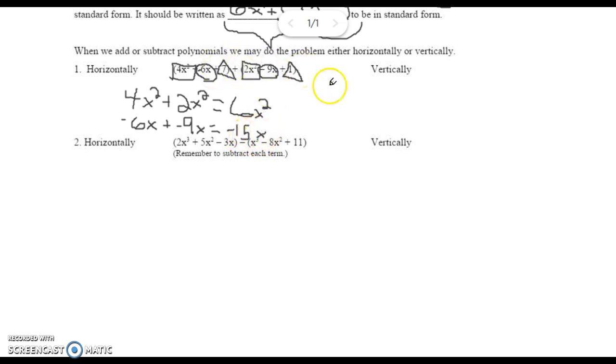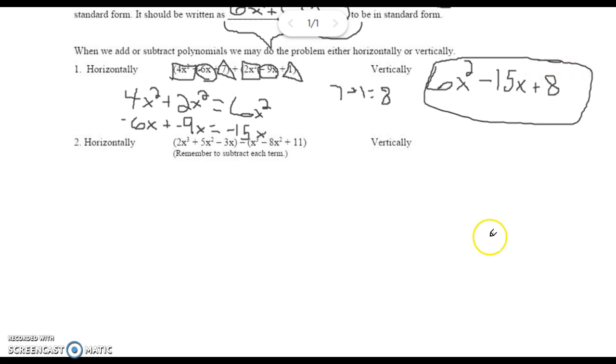And the last ones are the number part. 7 plus 1 will give me 8. Making sure to write this in standard form, going in order of my degrees, I'm going to end up with 6x squared minus 15x plus 8 as my final answer, adding these polynomials together. Okay? Combining just the like terms together.